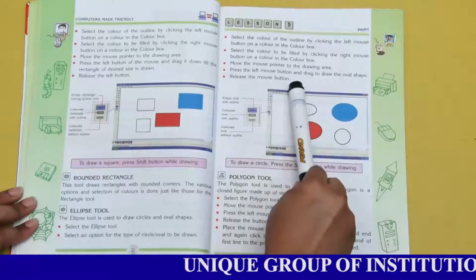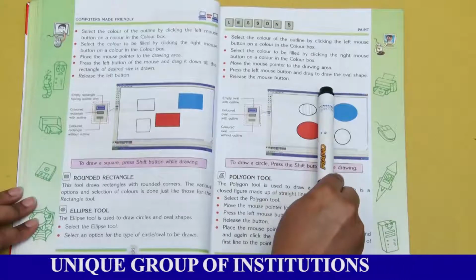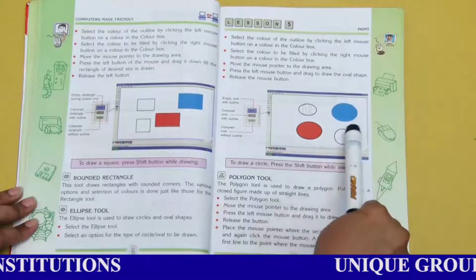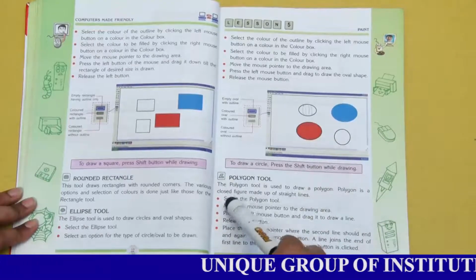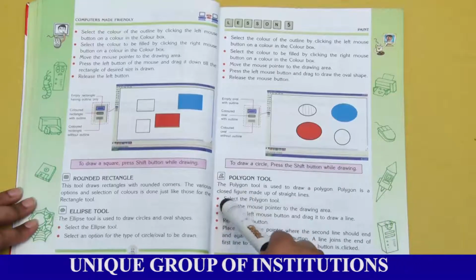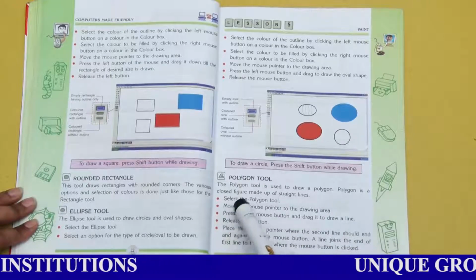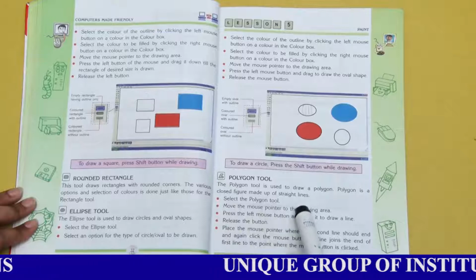Press the left mouse button and drag to draw the oval shape. Release the mouse button and you can see the oval shape on the screen. Polygon tool. The polygon tool is used to draw a polygon. A polygon is a closed figure made up of straight lines.